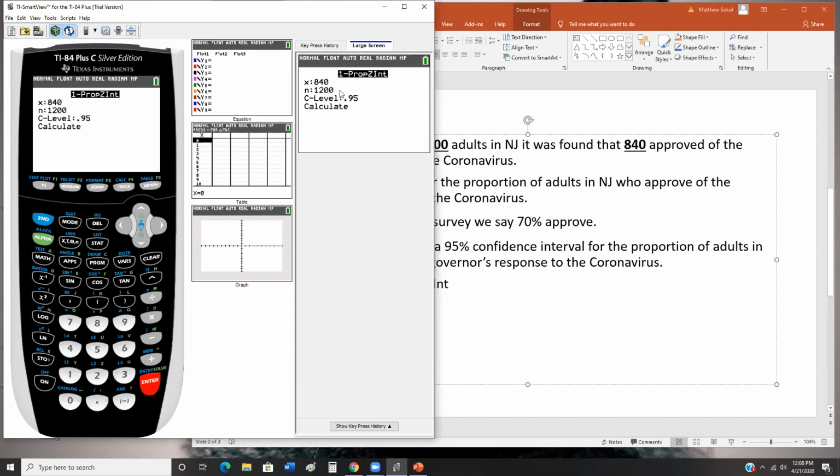Okay. C-level, that's your confidence level. And just like last week, it's always defaulted to 0.95. So this problem asks for a 95% confidence interval. So I'm just going to hit enter here. I'm going to go down to Calculate and hit enter.